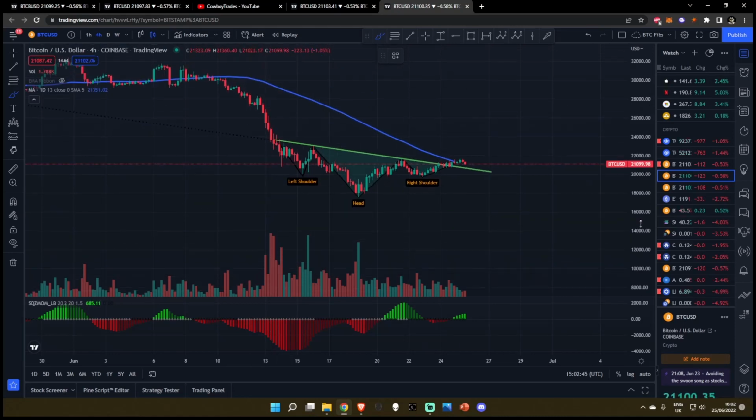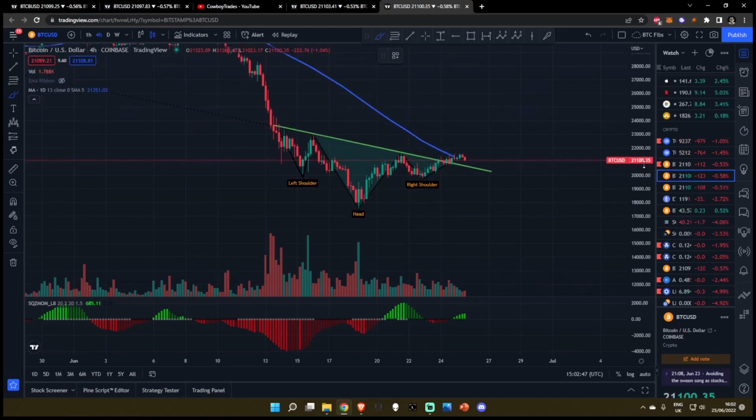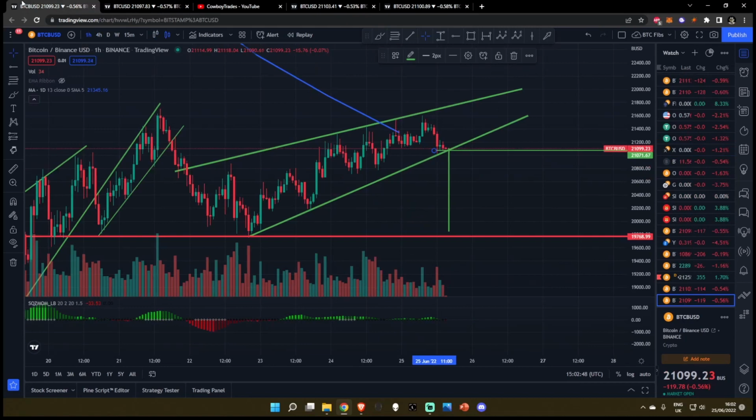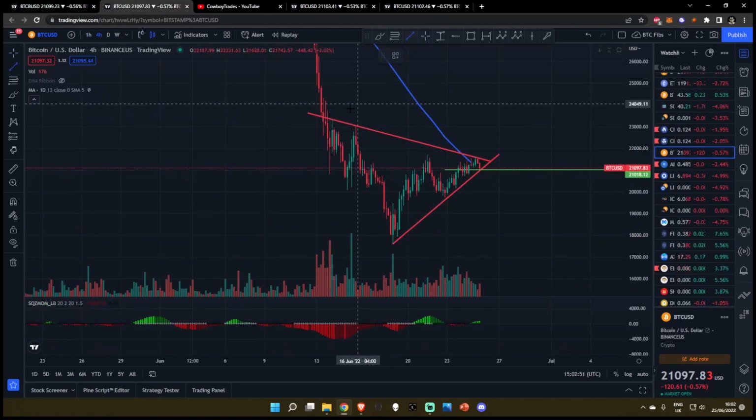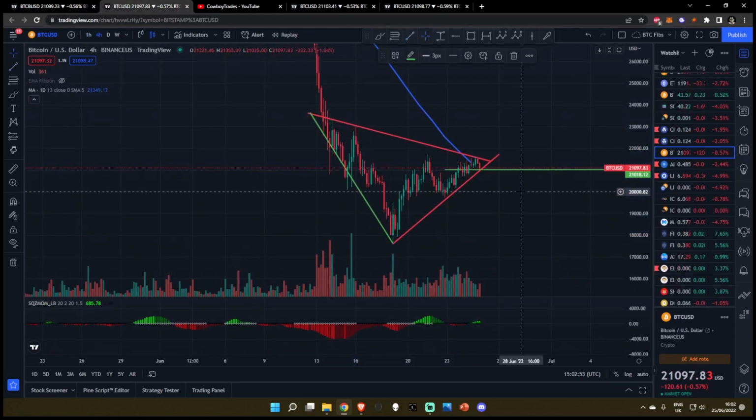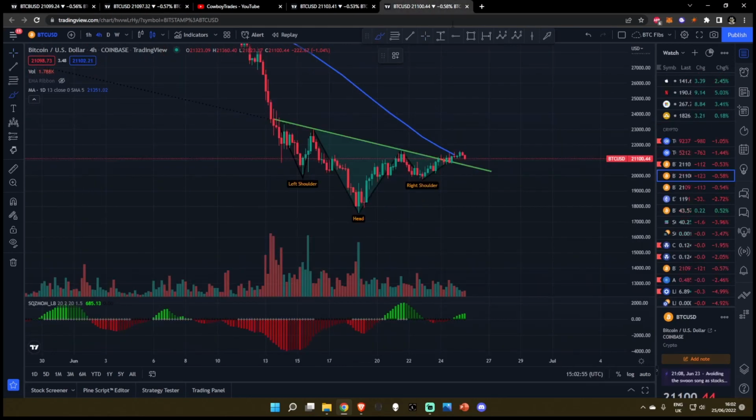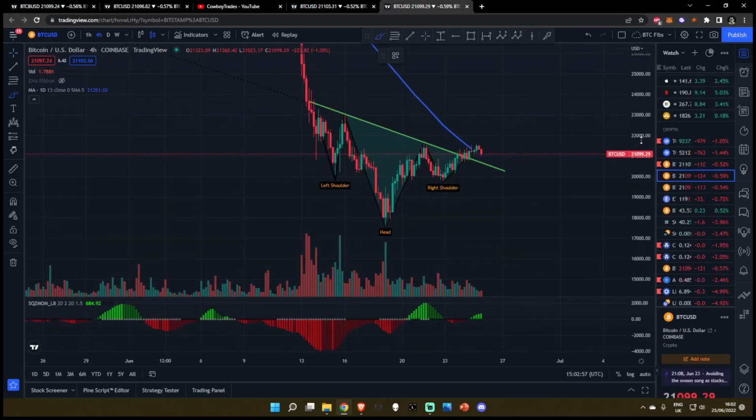Nonetheless, this is a beautiful potential bottoming structure, just like the potential diamond bottom, half diamond bottom rather, that we have playing out on this chart. This could be a very, very interesting chart if we do come back down to the previous resistance-flip-support of this head and shoulders.